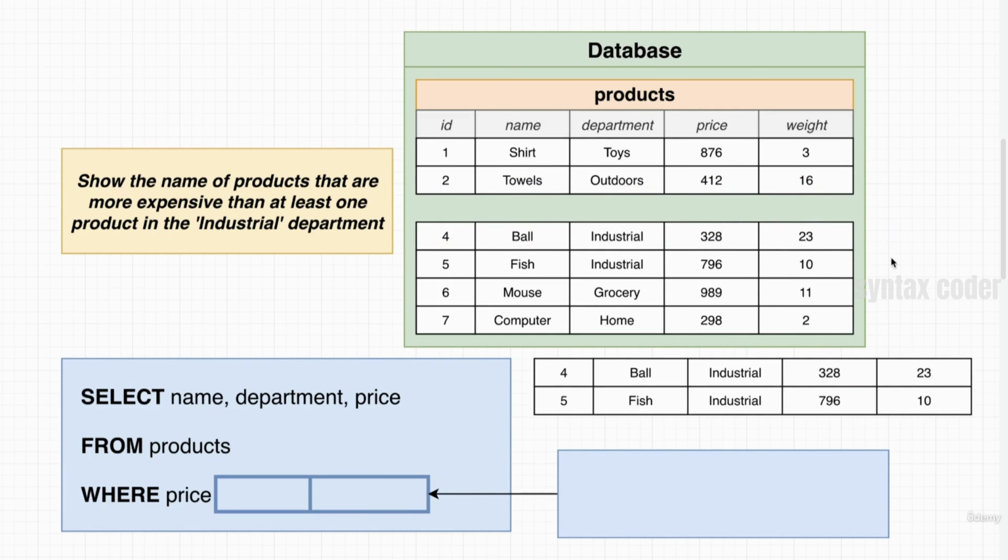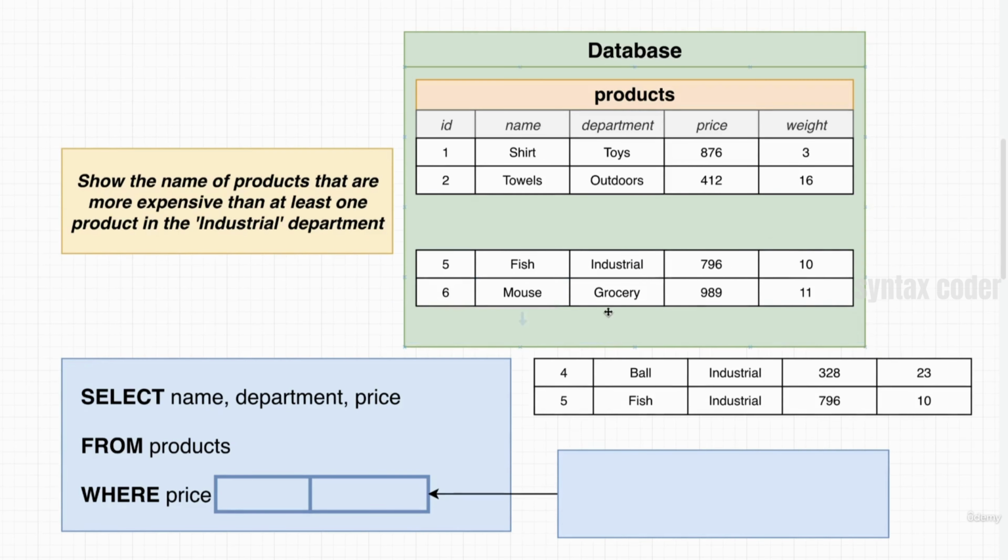328 right here is not greater than, it is greater than or equal to, or less than or equal to, but it's not greater than 328, so we would drop that. 796 is definitely greater than 328, so we'd keep that one around. We'd keep around 989, but we would drop 298. And so we're left with this right here. So that's our goal. That's what we're trying to do.